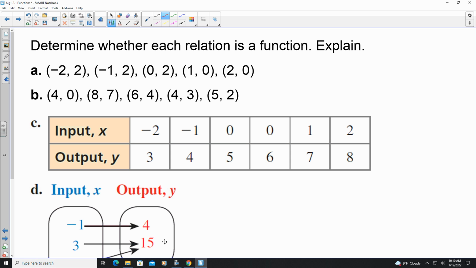So example A, we have these ordered pairs. What we have to check is, do we have any x repeats? So I got -2. Do I have a repeat? No, no, no, no. We're good with -2. Do I have a repeat with -1? No, no, no, we're good. Do I have a repeat with 0? No, no. Do I have a repeat with 1? The answer is no. So no x repeats. That is an indicator that yes, this is a function.